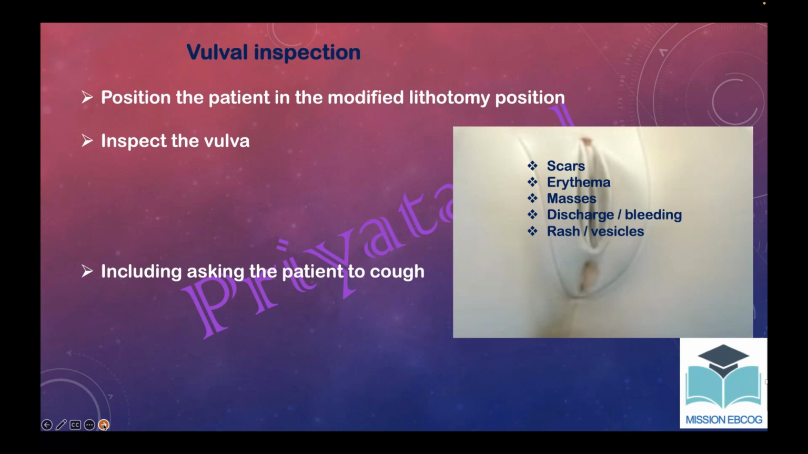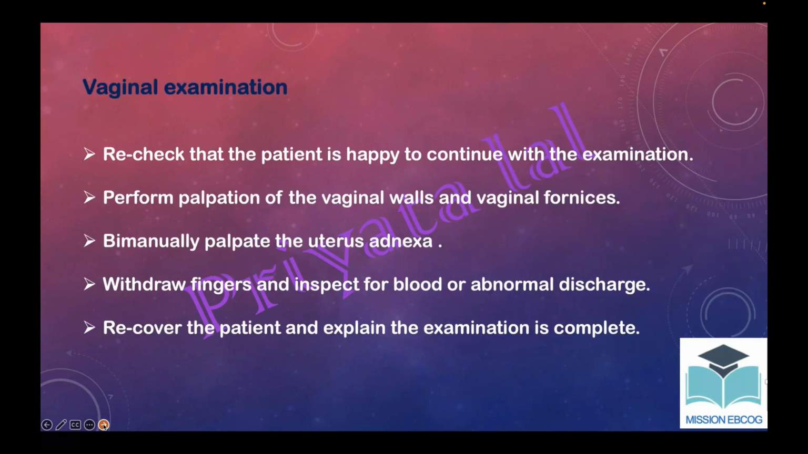Now coming to the per vaginal examination. Again, you have to ask the patient whether she is okay to go ahead with it. Then you do the palpation of vaginal walls and the fornices, then bimanual examination for uterus and adnexa. Then you withdraw your finger to see whether any abnormal discharge or blood is there. Then you recover the patient and say the examination is complete. So this is the complete examination, but I'll show you how to do it in a stepwise manner.